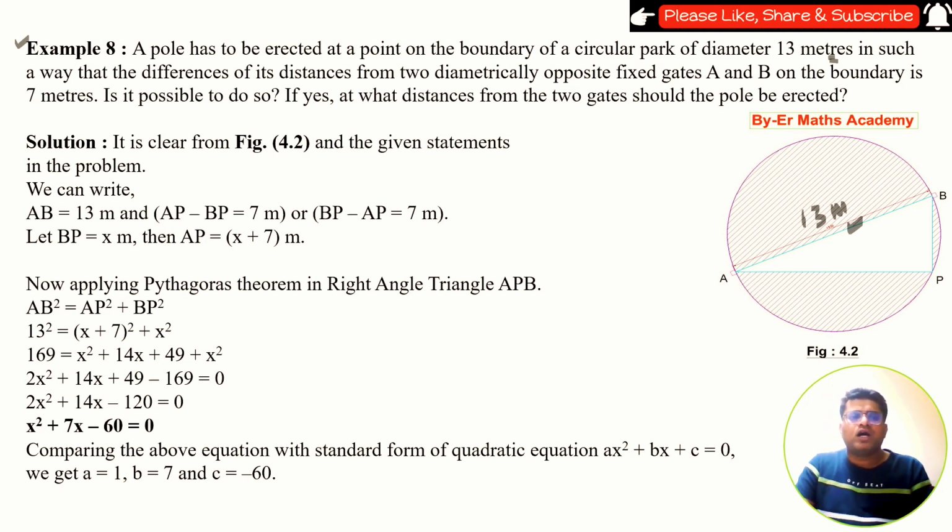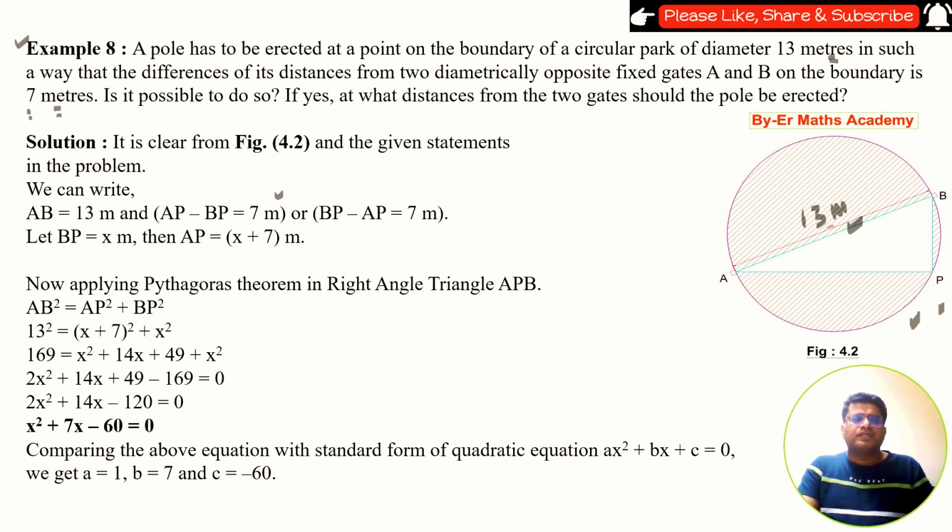Such a way that the difference of its distance from two diametrically opposite fixed gates A and B on the boundary is 7 meter. This is saying the pole P is erected anywhere on the boundary of this circular park. This is your point P, and what is it saying? It is saying the difference is how much? 7 meter, diametrically A to B. It means AP minus BP is coming 7 meter. It is given in your problem.